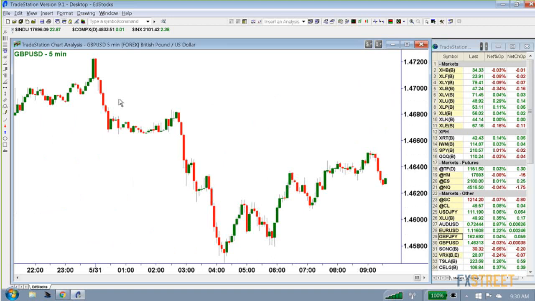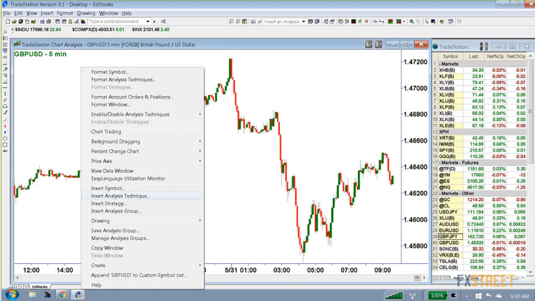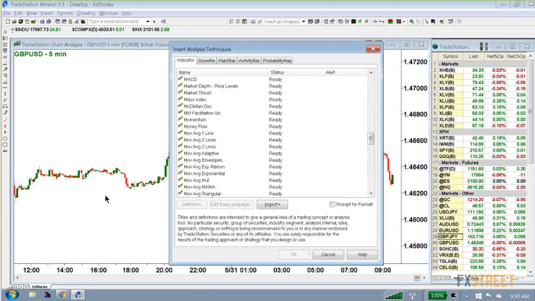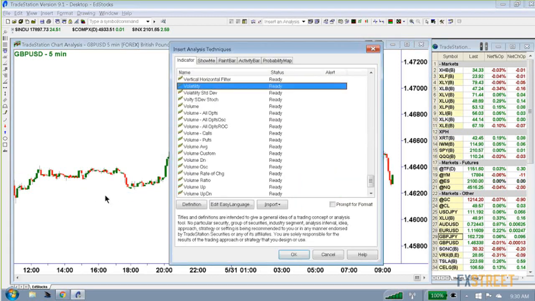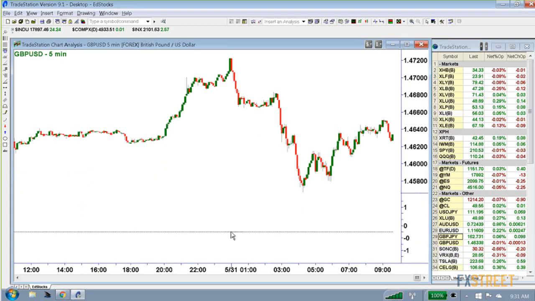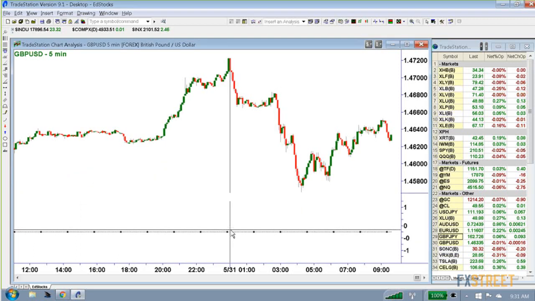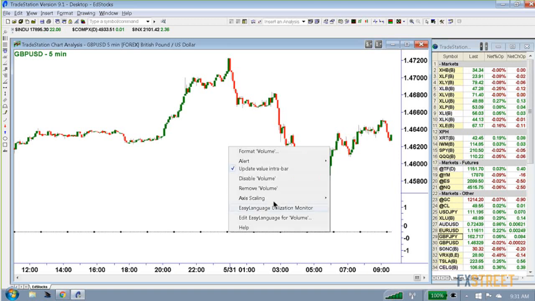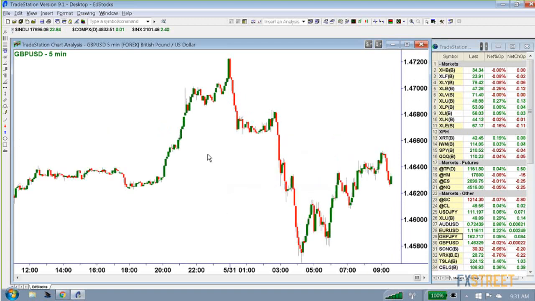Let me see if I can pull up volume. We know that volume is only the broker's volume, right? And by the way, I'm showing you TradeStation charts, but TradeStation is no longer going to handle Forex. TradeStation has sold their Forex to Oanda.